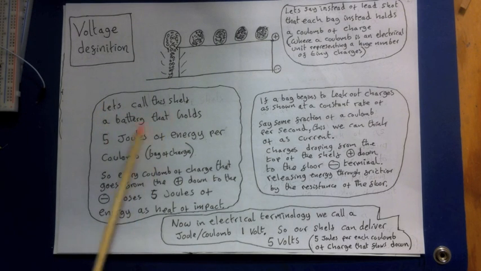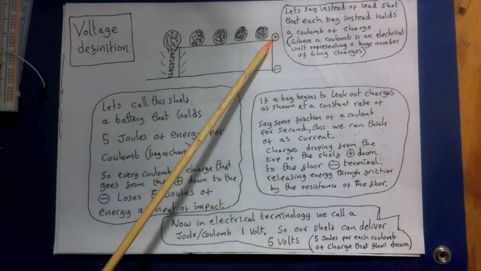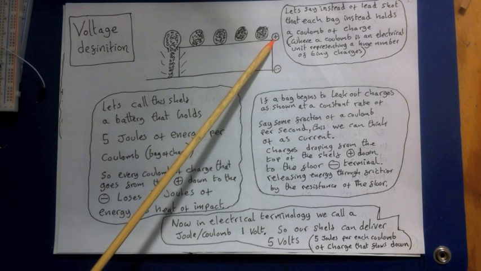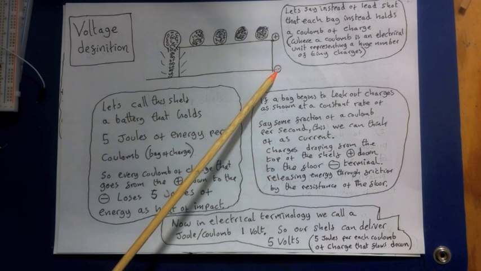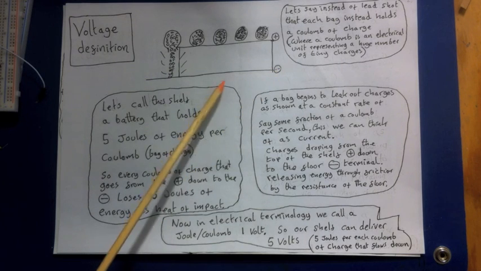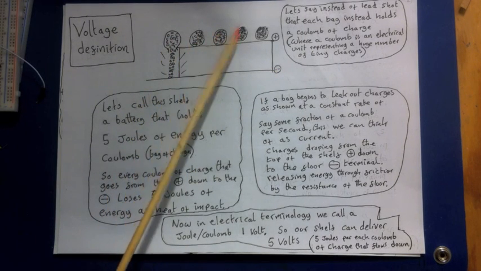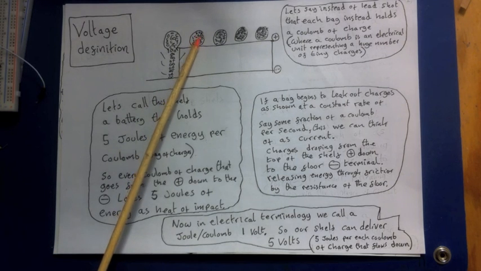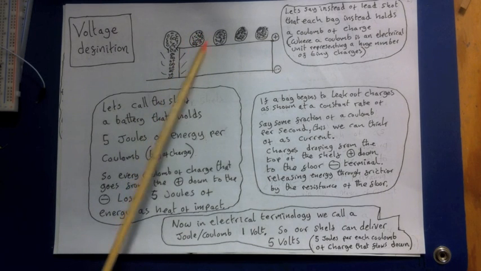So let's call this shelf a battery. We can think of the height of this shelf as the plus terminal, if you like, and the floor of the shelf as the minus terminal. So we've got all of these bags here. They're all 5 joules for each coulomb that was put up there.